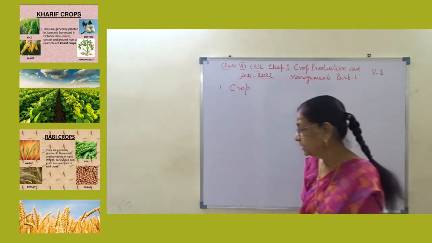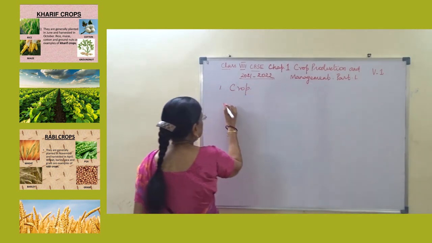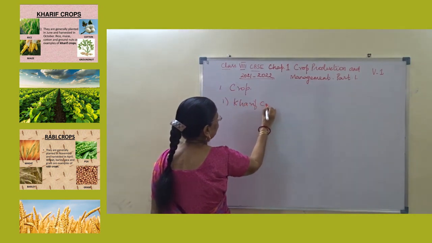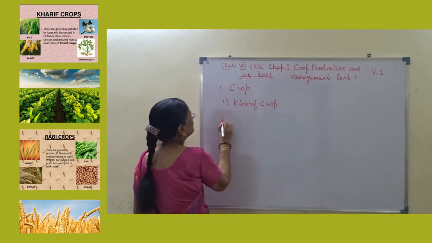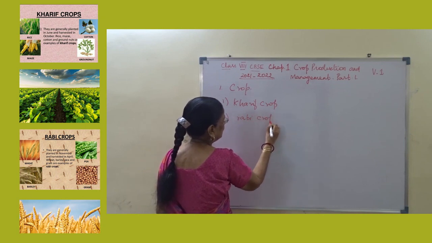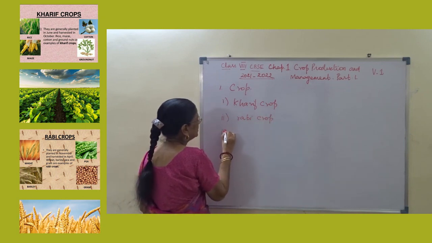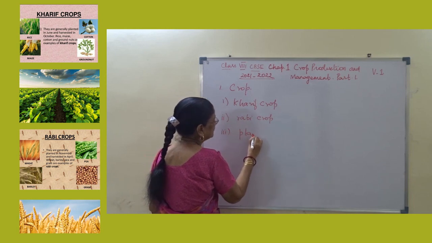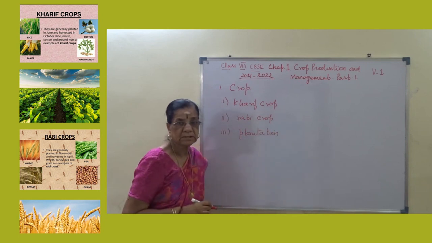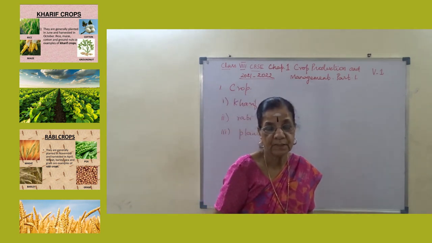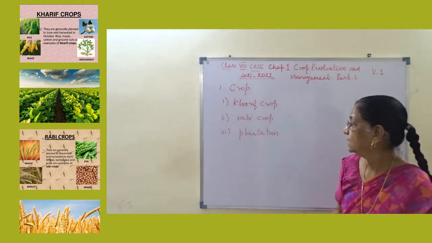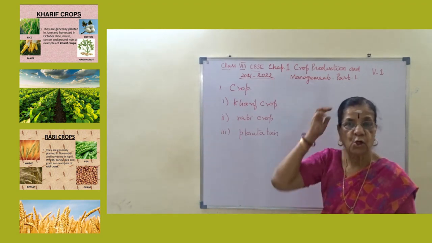Now we come across the terms kharif crop and rabi crop, and the third one is plantation. I hope you understand. So we say kharif crop, rabi crop and plantation crop.